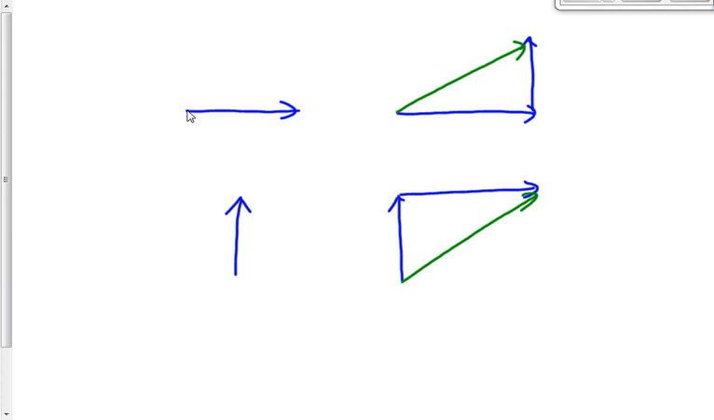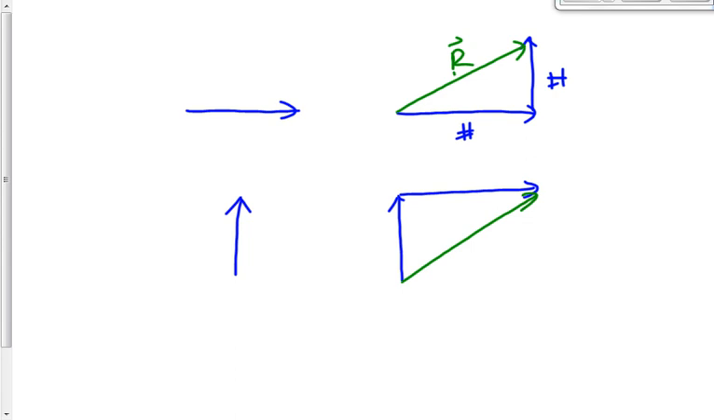Now we can find that green vector quite easily using some grade 8 or grade 9 math. Let's call it R here. How do I find the value of R, assuming that I'm given the value of both of these variables? Let's say I know what that number is and I know what that number is. How do I find R? Yep, the Pythagorean Theorem, right?